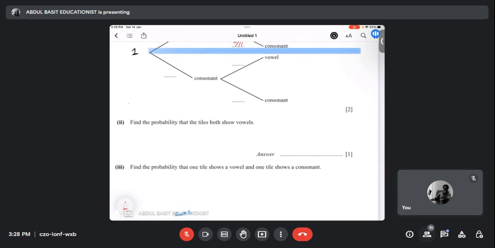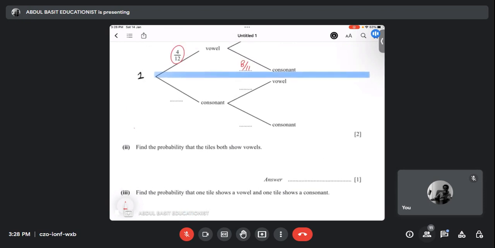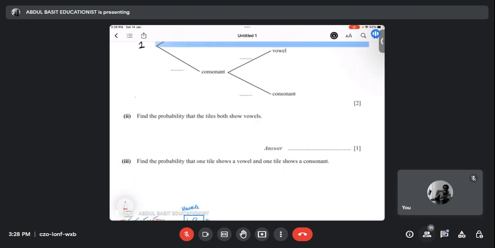Now please pay attention and look below the line. Now the total probability is 1 and out of 12, 4 were vowels. So it means that 8 were what? They were consonants. Agree? Yes sir.